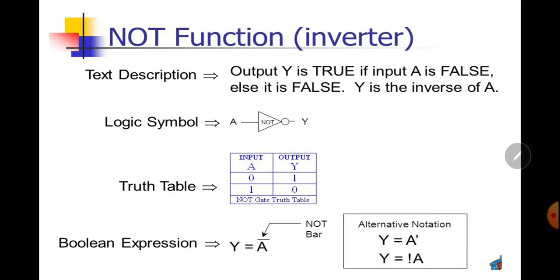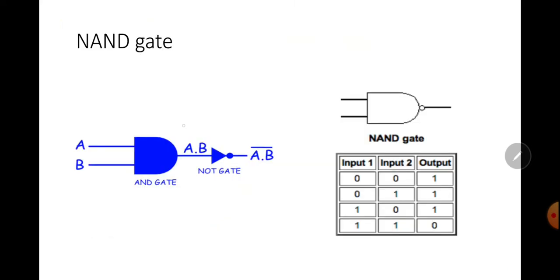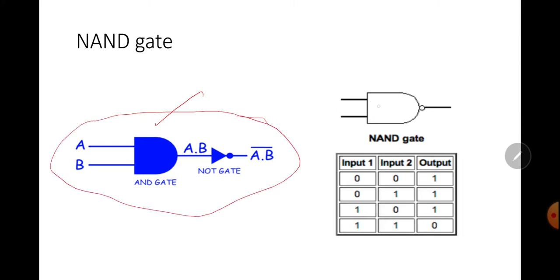NOT function. This is the symbolic representation for NOT gate. This is the truth table for NAND gate. This is the Boolean expression. This is NAND gate, symbolic representation in discrete form and in integrated form. Both are displayed on the screen.